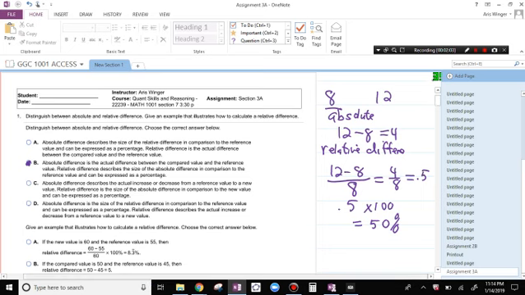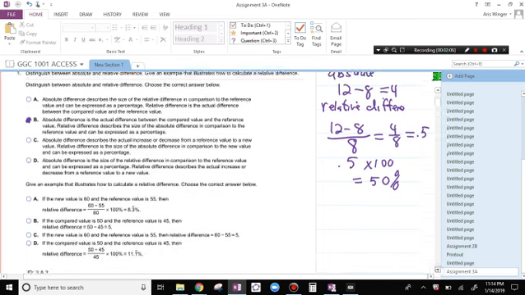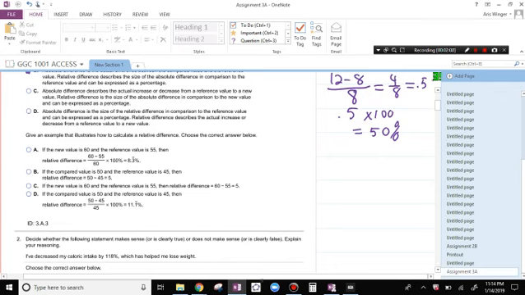Give an example that illustrates how to calculate the relative difference. No, that's not relative. Relative is a percentage. If the compared value is 50 and you're referring to 45, then the relative difference is 50 minus 45 over 45. So the way that I like to think about it is that it's the new number minus the old number divided by the old number.